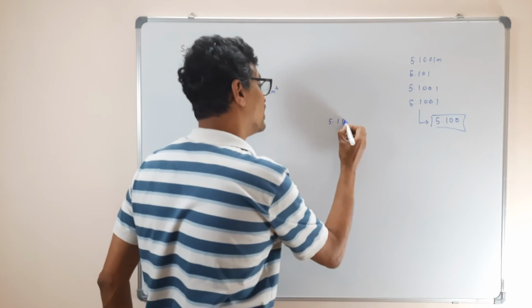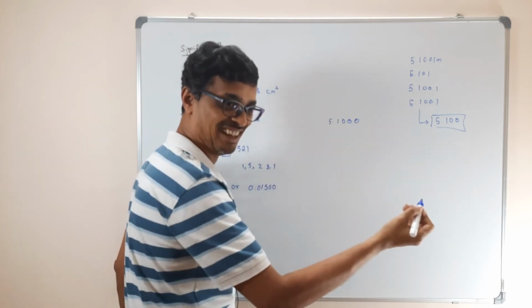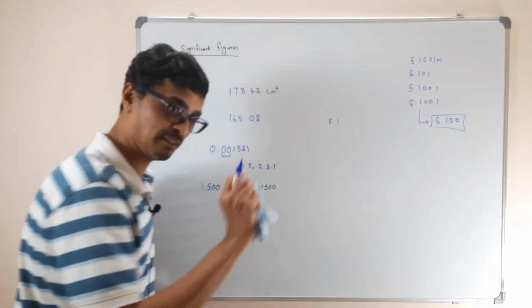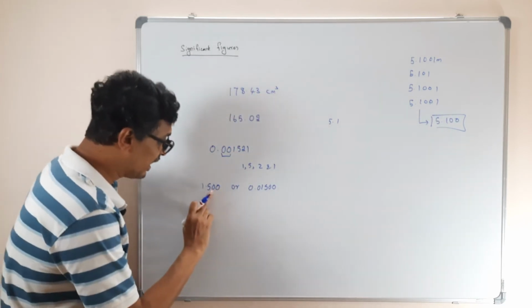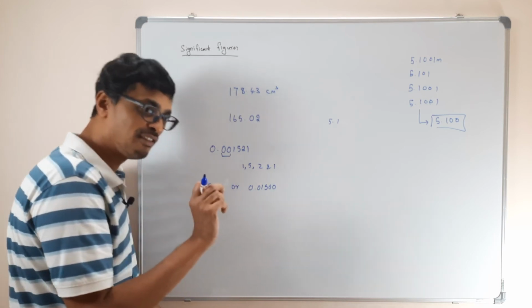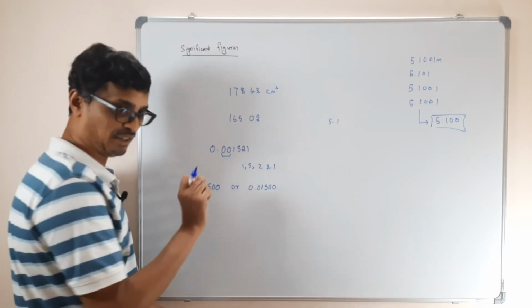I can't make it 5.130, see, I'm precise only up to that. So you can't do that. So that's what these zeros mean. That's what they say: any trailing zeros after the decimal point are significant.